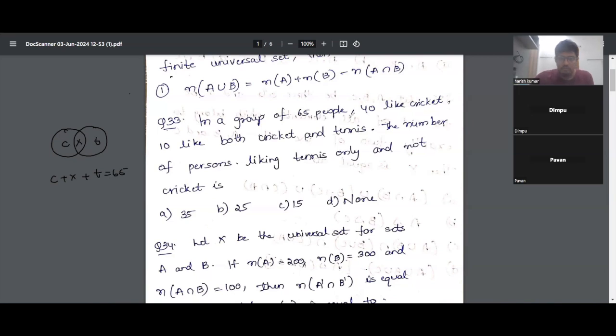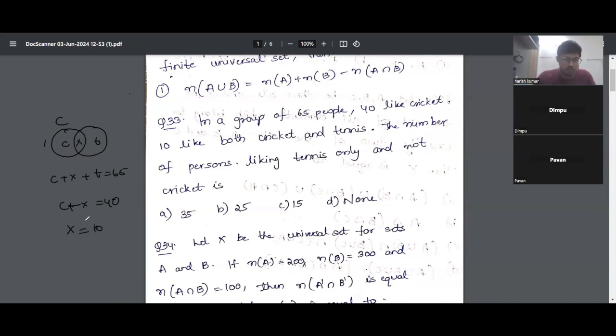40 like cricket. He is not saying that only cricket. 40 like cricket, so this is total cricket, right? So cricket means C plus X is 40, right? 10 like both cricket and tennis. That means X, which is the common part, is 10.